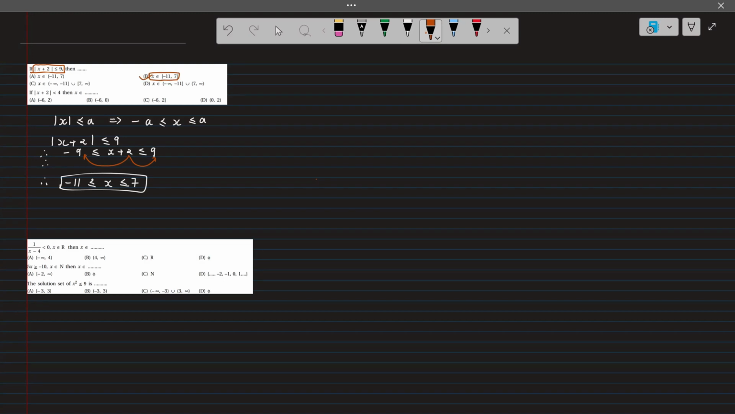Similarly, for the next question, it has the similar property. Here we are given mod of x plus 2 is less than 4. We can say minus 4 less than x plus 2 less than 4. Subtracting by 2, we'll get minus 6 less than x less than 2. So our range would be between minus 6 to 2. Both are not included, so the answer would be option A.